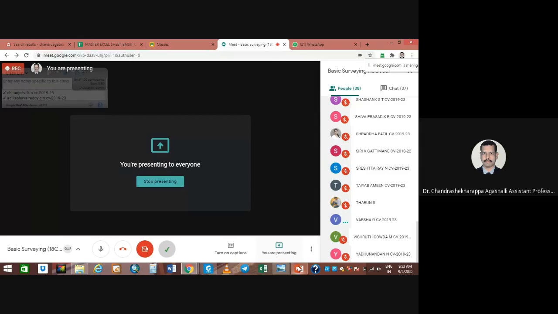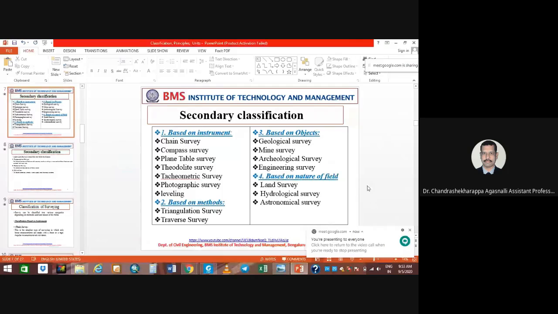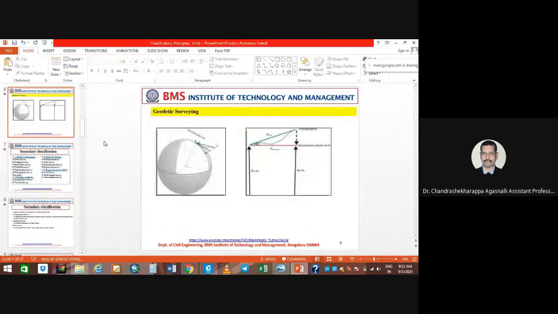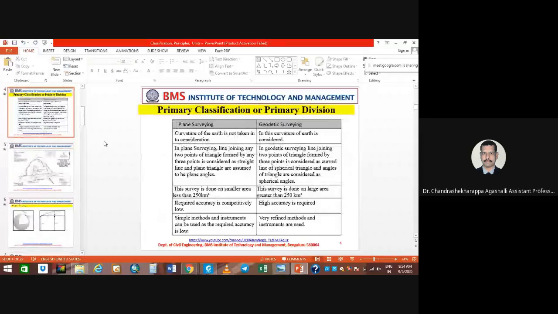Okay, right, that's great. So let's go to the next part. We discussed the primary classification and the secondary classification of the survey. I can recap this: plain surveying and geodetic surveying. These two are the primary classifications. We are not going to say much about this. It's about the curvature of the earth and plain land.